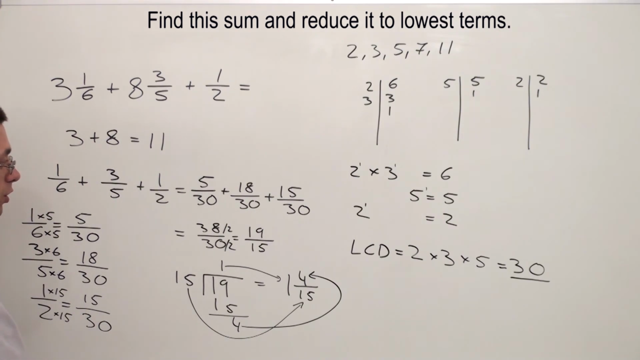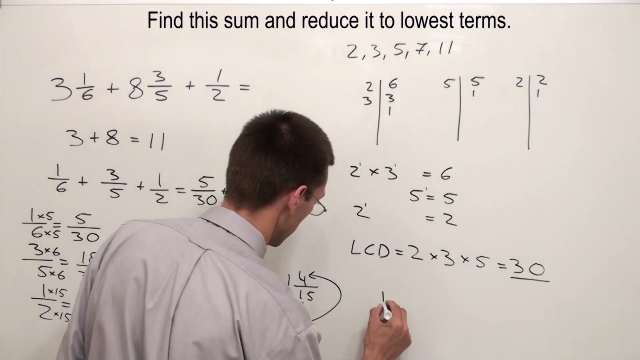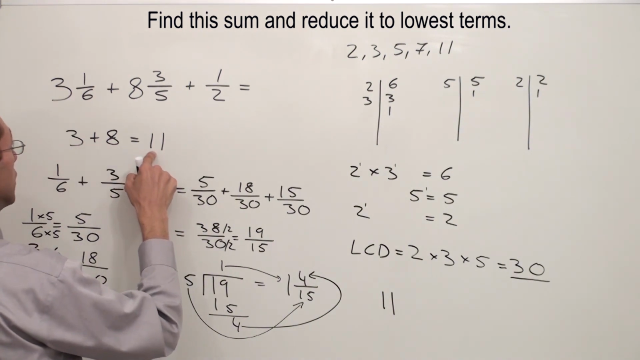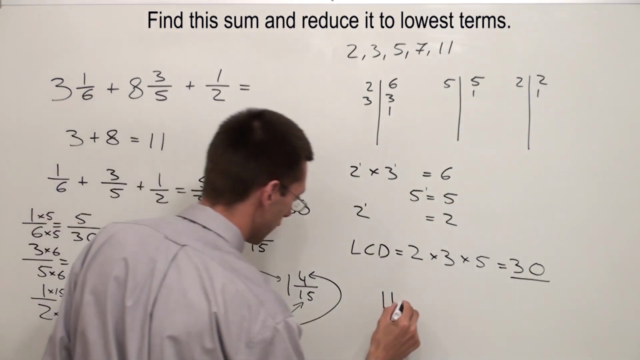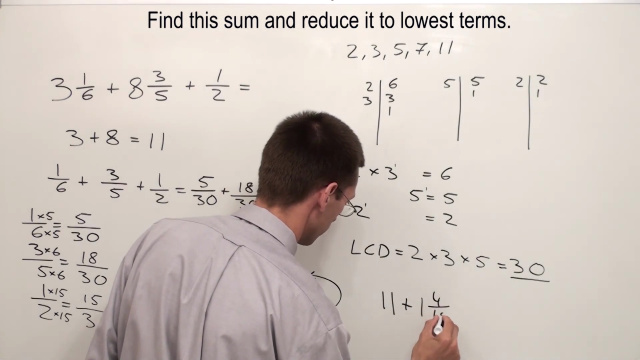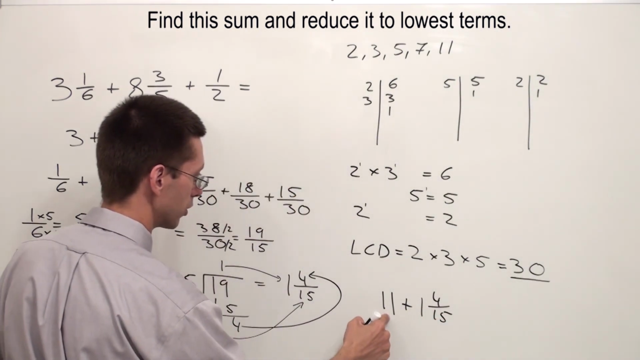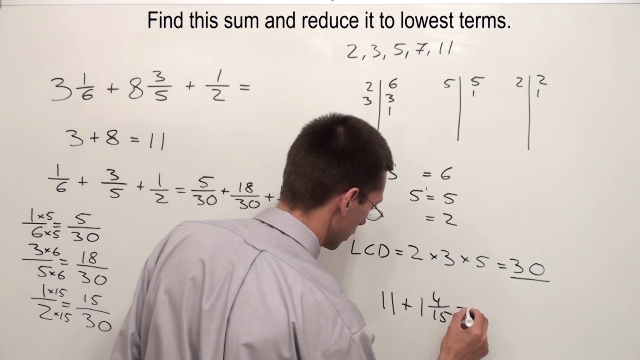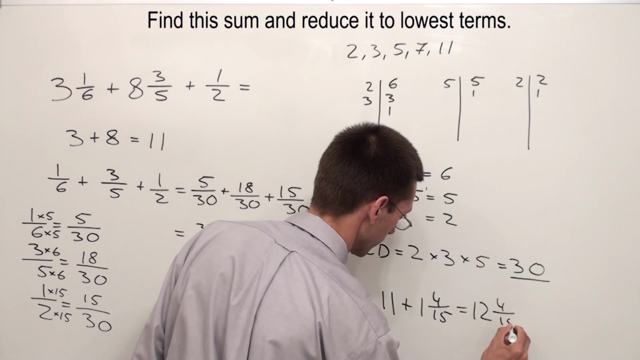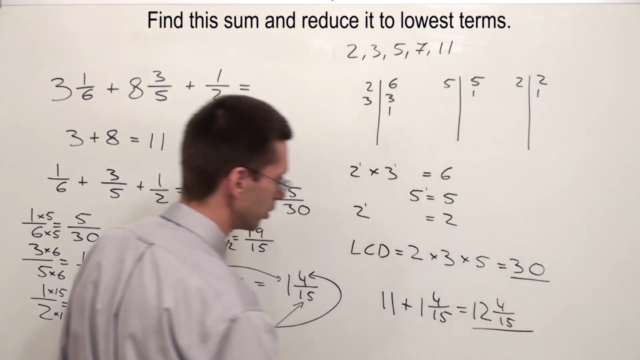My final answer is going to be 11, from addition of the whole numbers, plus 1 and 4 over 15. 11 plus 1 and change gives me 12 and change. And this is the solution to the problem.